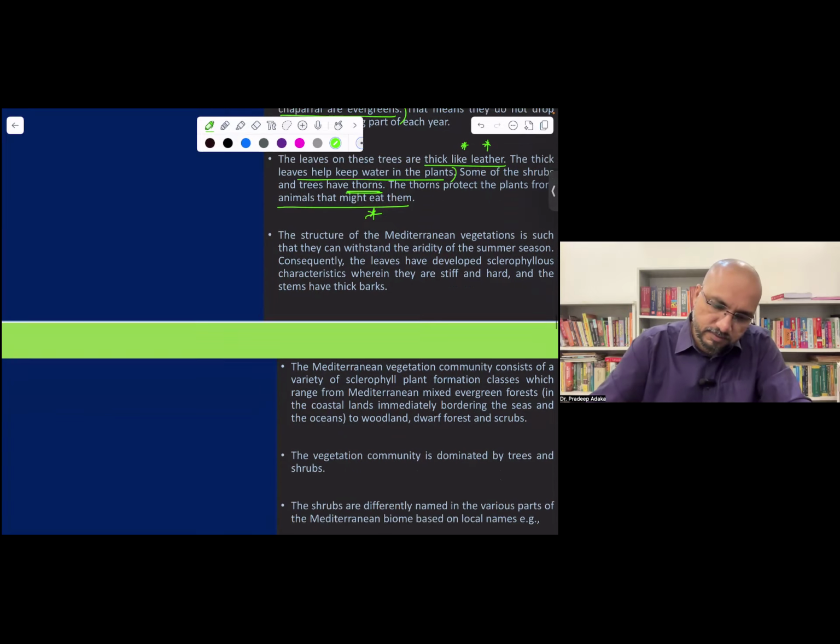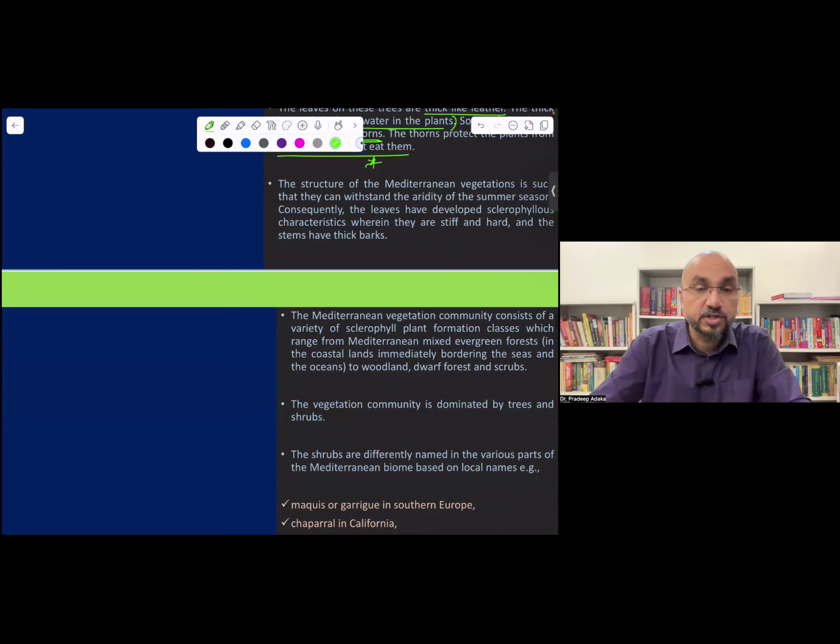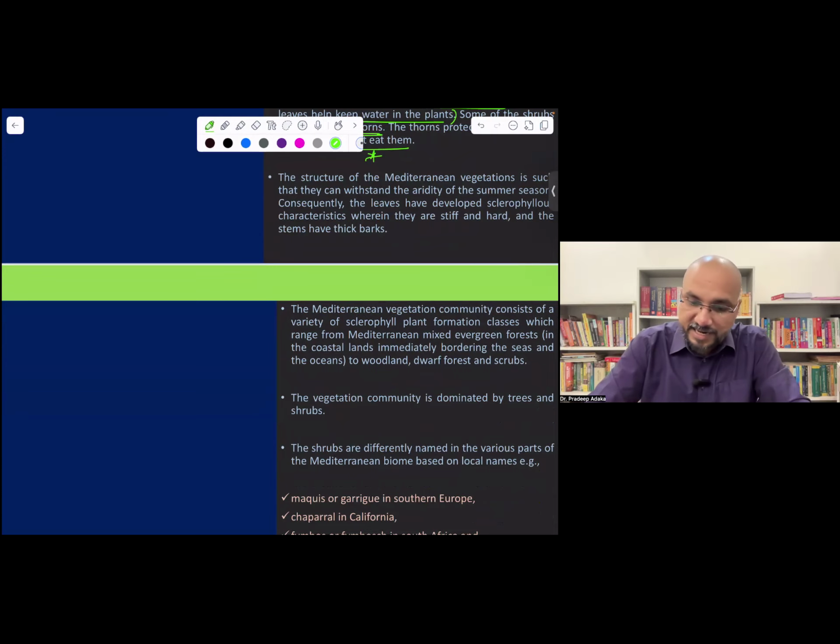Then, the structure of the Mediterranean vegetation is such that they can withstand dry summer season. They have to adapt to survive in the summer because there is no precipitation. Precipitation happens in the winter. So the vegetation has adapted in such a way that they can withstand dry summers.